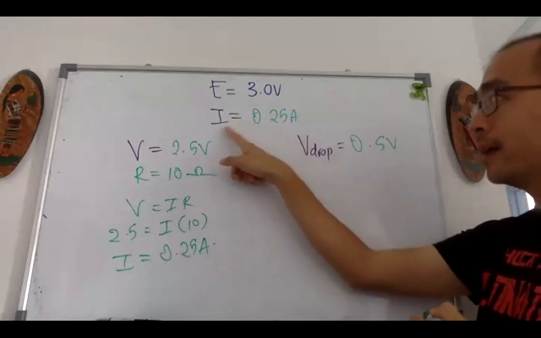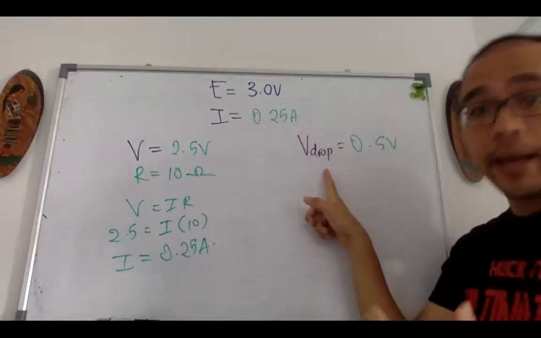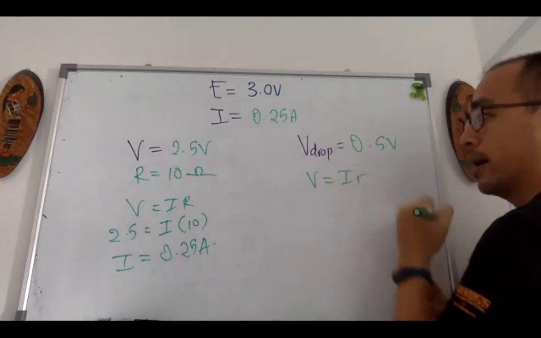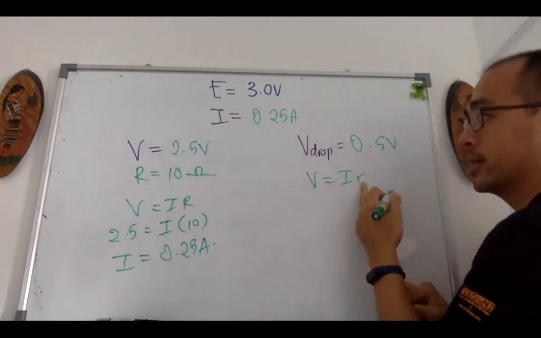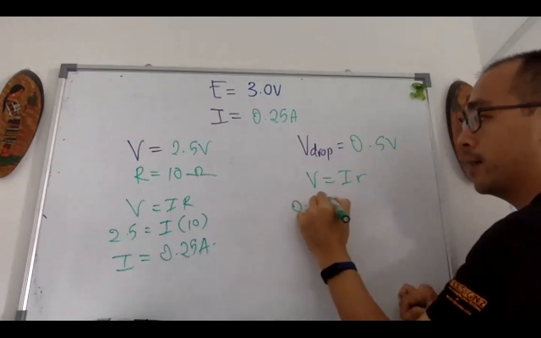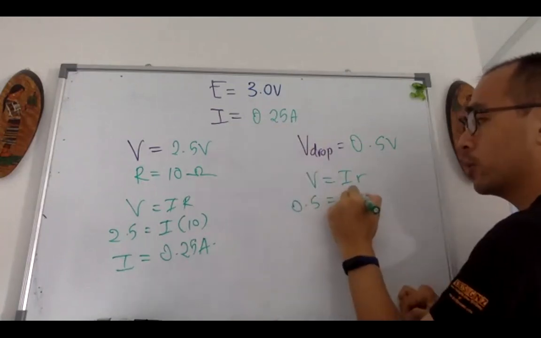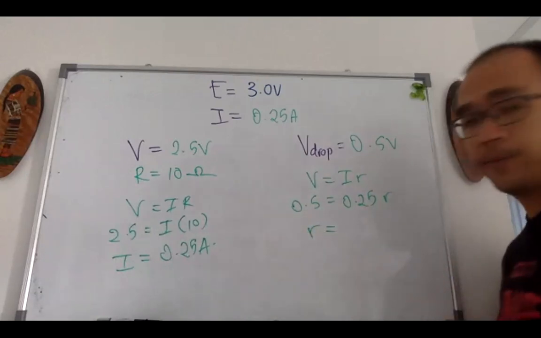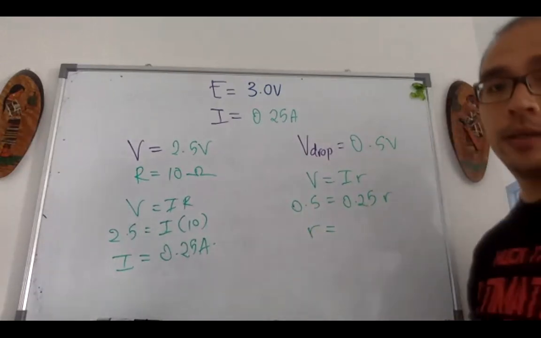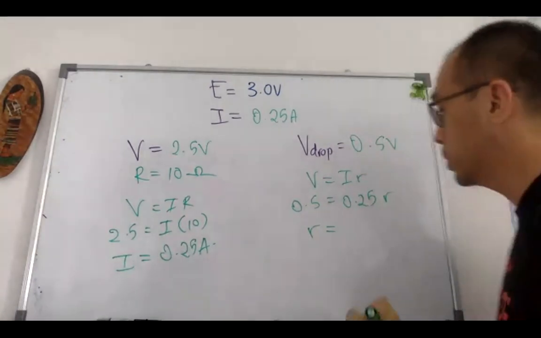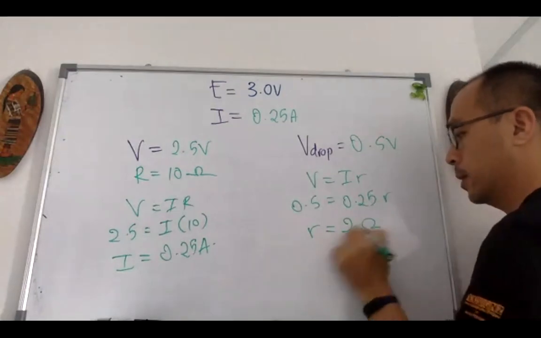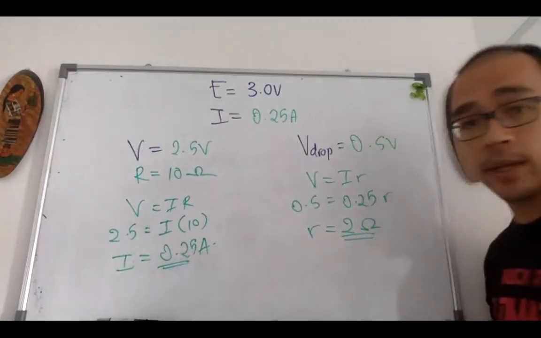So if I have the current and I have the voltage drop, I can count the internal resistance. V equals I small r, because I want to count the internal resistance. So 0.5 equals the current 0.25 times r. So what is my r? 0.5 divided by 0.25 is 2 ohms. Okay, and there you have it.